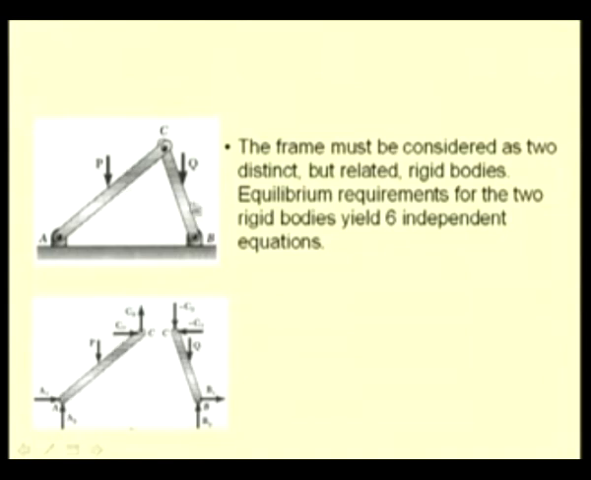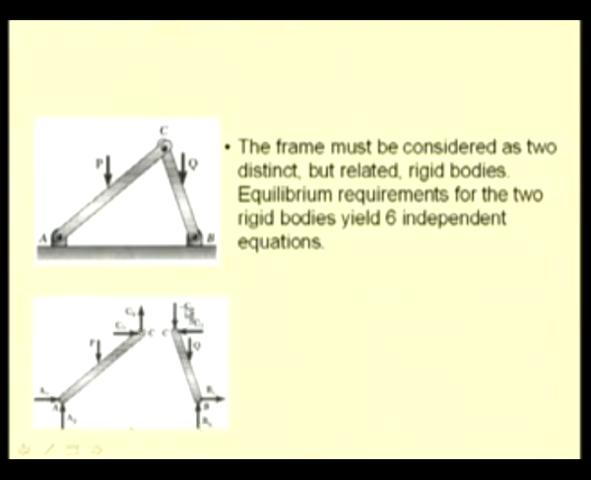Here the frame has only two members, AC and CB, and we construct the free body diagrams of these individual members. At A we have the pin reaction AX, AY, and at C we have the joint forces CX and CY, and at B again we have the pin reaction, that is BX and BY. How many unknowns do we have? AX, AY, CY and CX, and BX and BY.